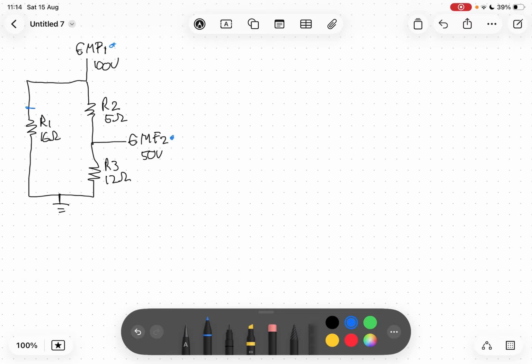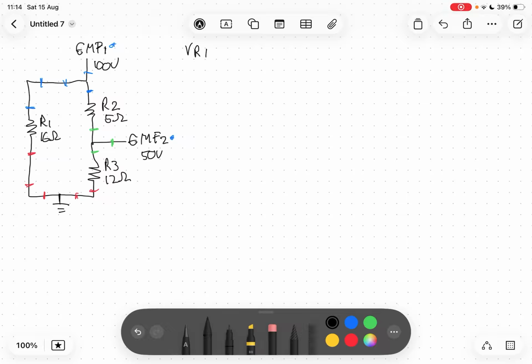So we know this node over here will be 100 volts. This one over here is 50 volts. And this one over here is 0 volts. Now the next step would be just to see the voltages for each resistor.